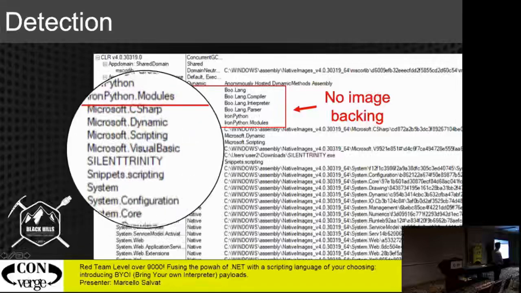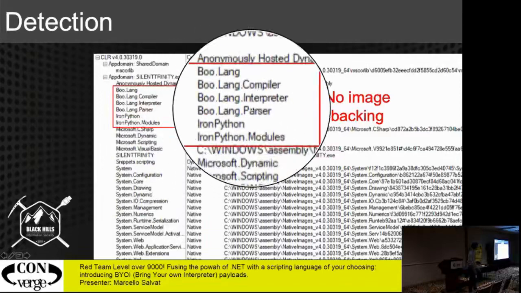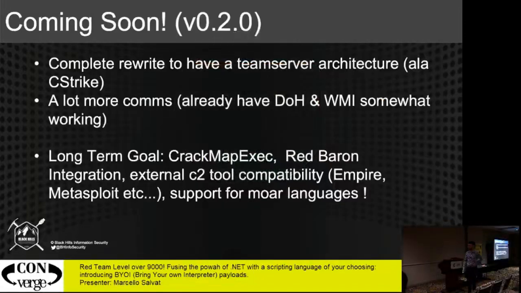And also Silent Trinity, that's pretty obvious. But I think in terms of detecting this stuff, this is probably a really good way, because I'm not a .NET developer, so I can't really speak to this, but I'm not exactly aware of a lot of .NET programs that actually load stuff from memory. So this should not be a behavior that you commonly see. So I think that might be a pretty solid detection mechanism by itself.